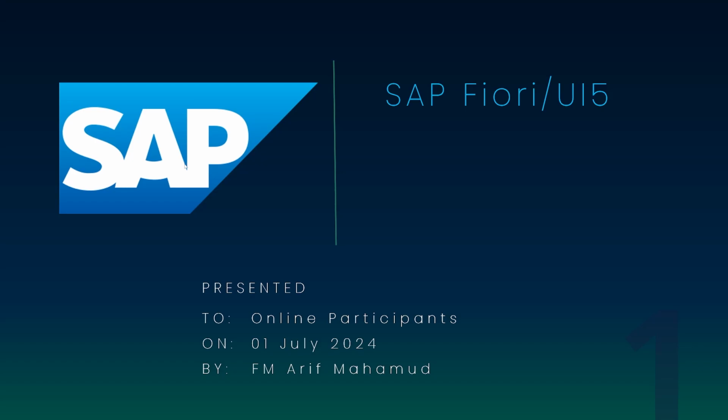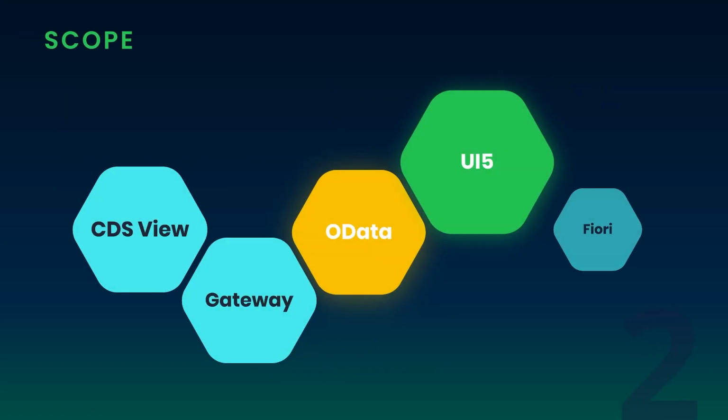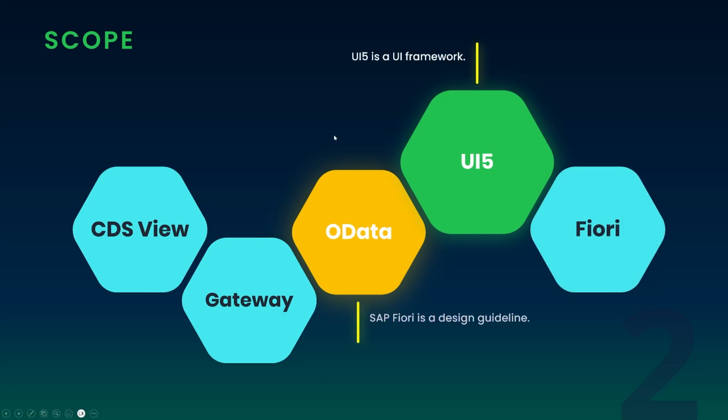So now let's talk about the scope of the project. Basically, what we will learn and what is related to that project. It is related with the CDS view. So first we'll create some CDS views. And after that we will create a gateway, and we will create the OData service, and we will consume that OData service through SAP UI5. Then actually we will deploy based on the SAP Fiori guidelines.